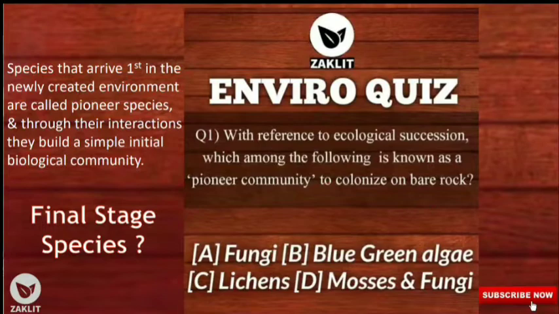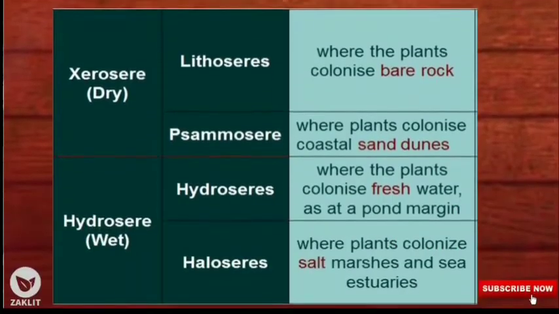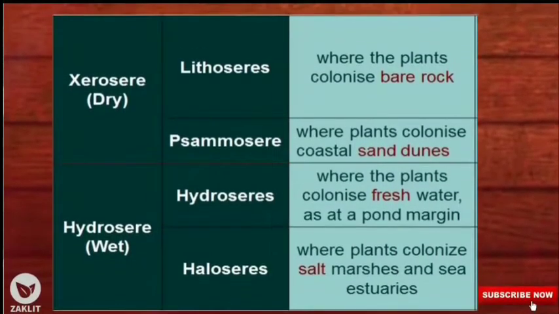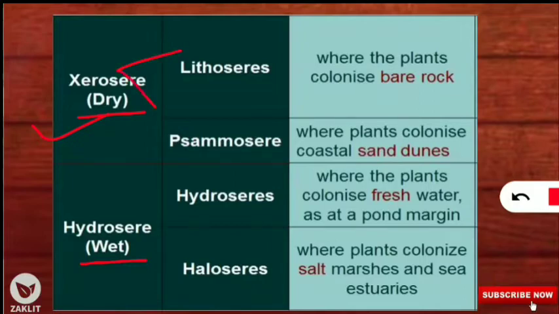And now we will know something about the types of ecological succession. Yes, mostly they are divided into two categories. Number one is xerosere and number two is hydrosere. So here xerosere means the succession occurring in the dry region, dry ecosystem, and in wet ecosystem, hydrosere kind of ecological succession is seen. Xeroseres are also of two kinds, specifically lithosere and psammosere. So lithoseres are the ecological succession where the plants colonize on bare rock.